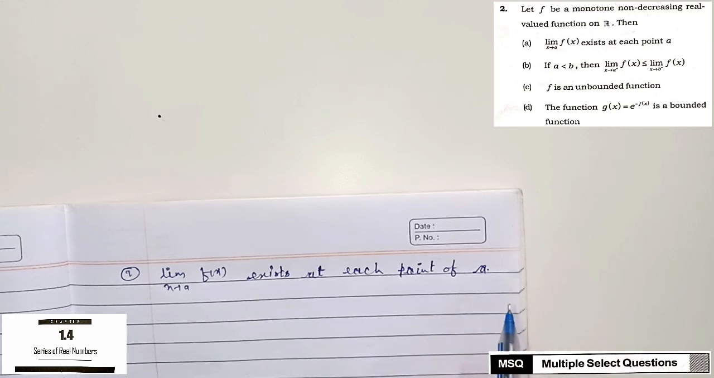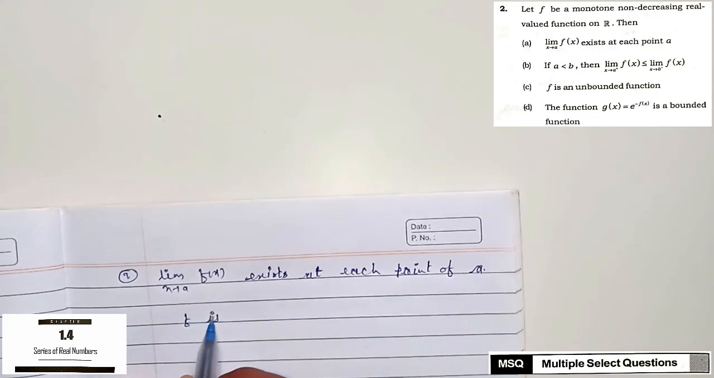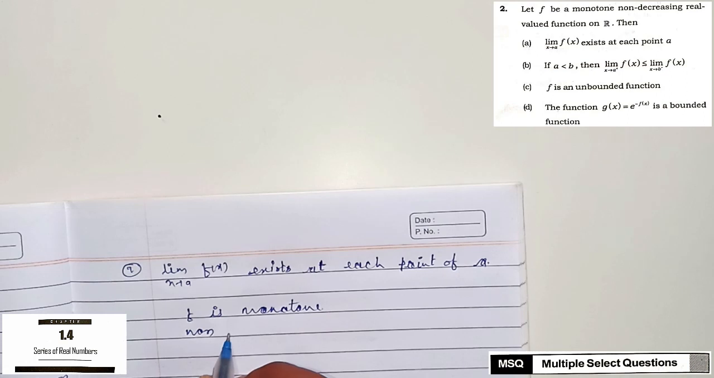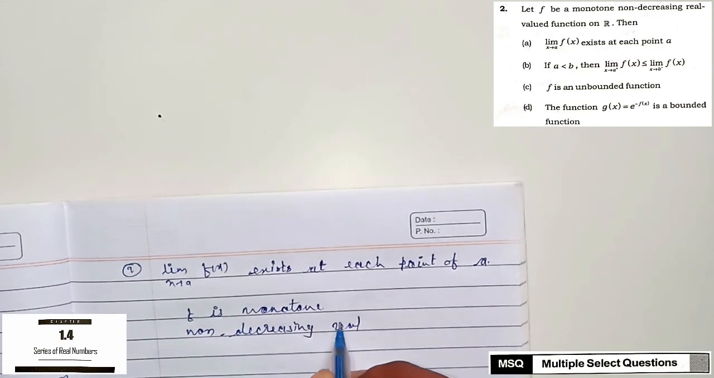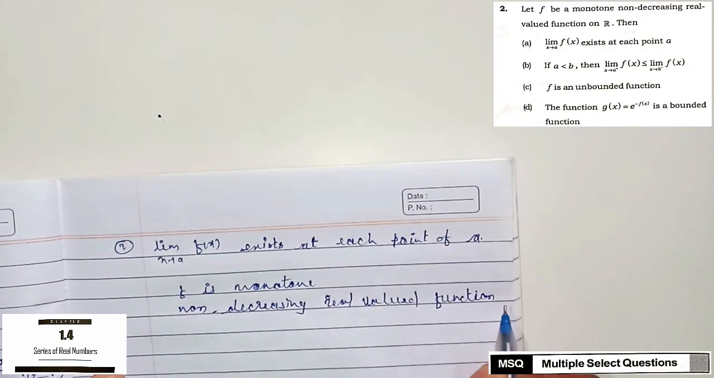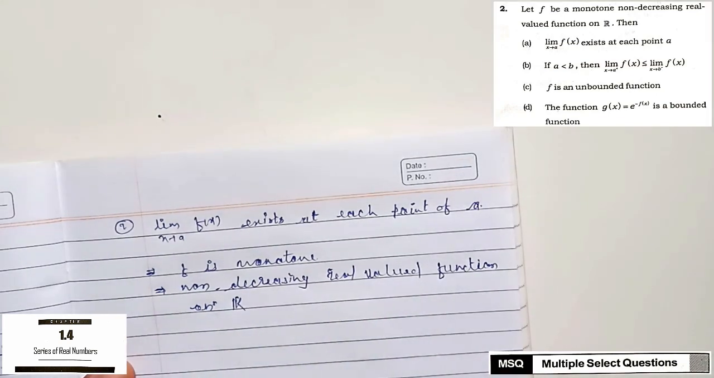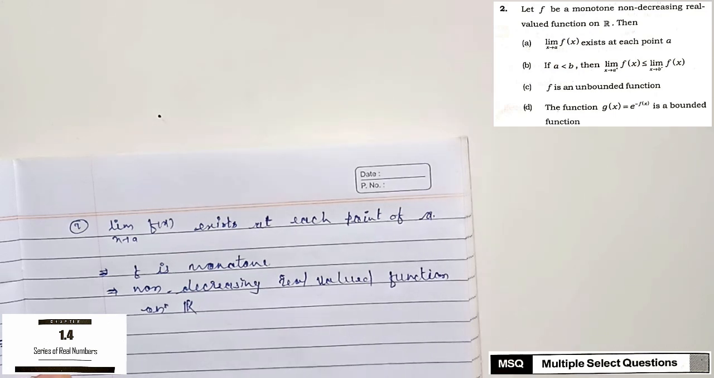In the question, f is a monotone non-decreasing real valued function on R. So f is monotonic, and it is a real valued function on R. We have to keep these two conditions in mind, take them in front of us, and then take some counterexample so that we can make the option wrong or make the option correct.